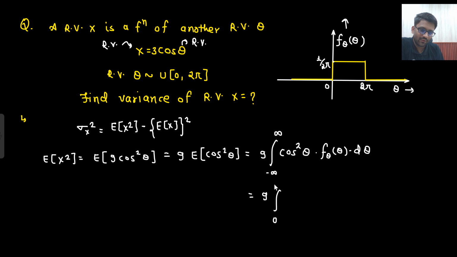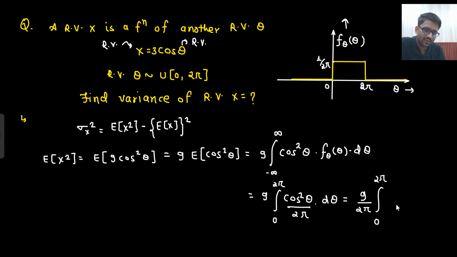So 9, integrating from 0 to 2 pi, f theta of theta from 0 to 2 pi, cos square theta. What is the magnitude of f theta of theta? That is 1 by 2 pi. Dot d theta. So 9 by 2 pi, integrating 0 to 2 pi, (1 plus cos 2 theta) divided by 2, d theta.